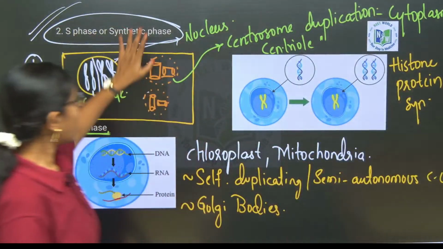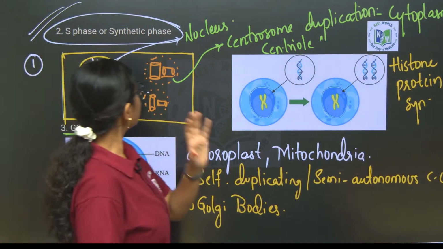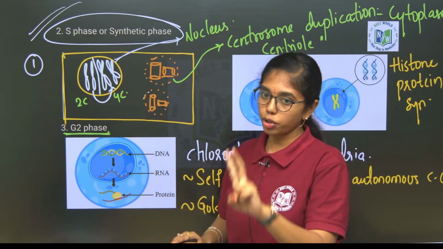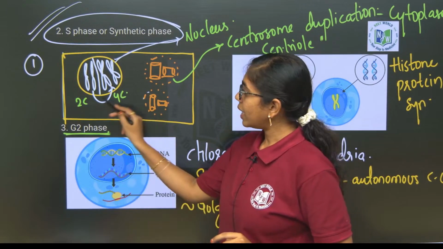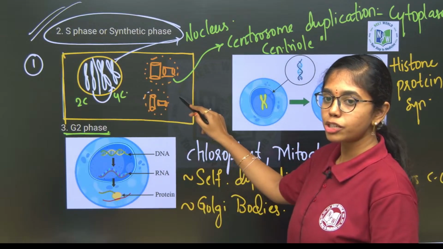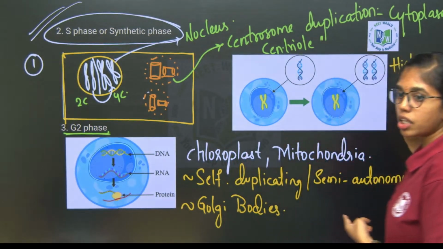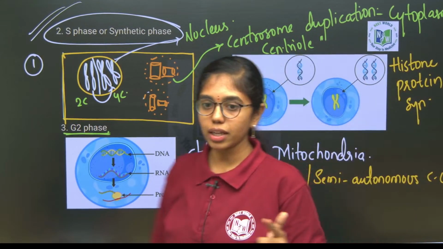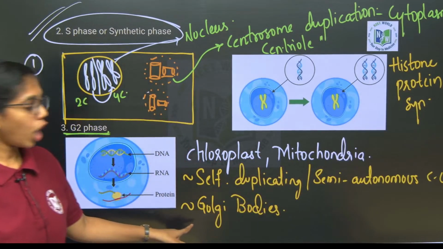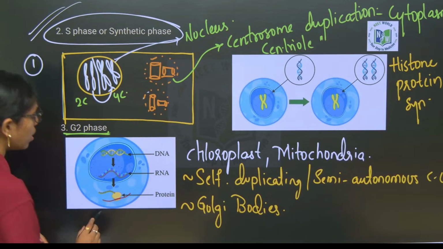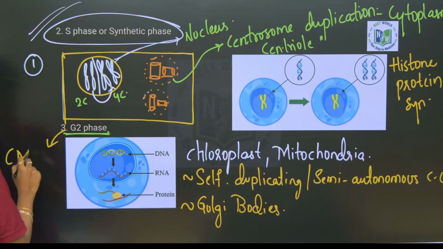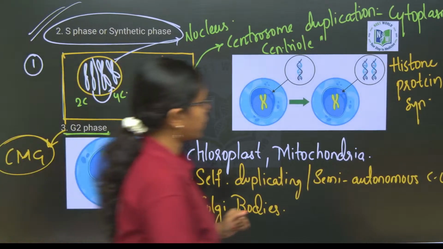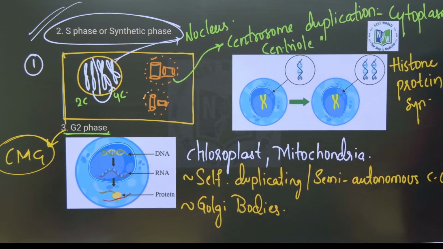Next is S phase or synthetic phase. In synthetic phase, two major events happen. One, inside the nucleus, DNA gets doubled or duplicated or replicated, one and the same. And centrosome gets duplicated in the cytoplasm. Histone protein synthesis also happens in S phase. Next, G2 phase, self-duplicating or semi-autonomous organelles will be duplicated, and Golgi bodies also get duplicated here. You can remember the mnemonic for G2 phase is CMG, which get duplicated in the G2 phase. Clear? Shall we move on to the mitosis?